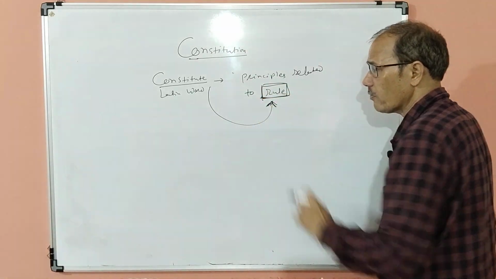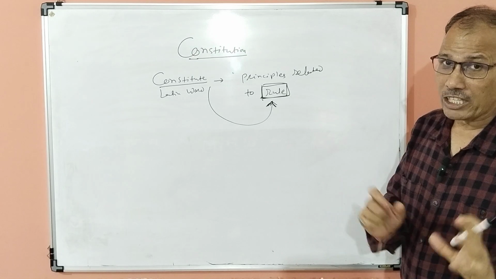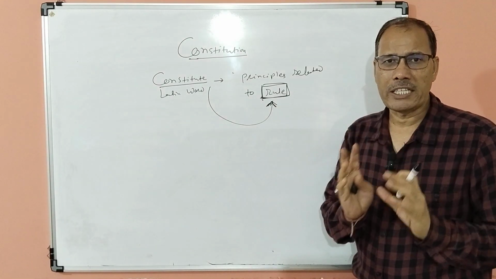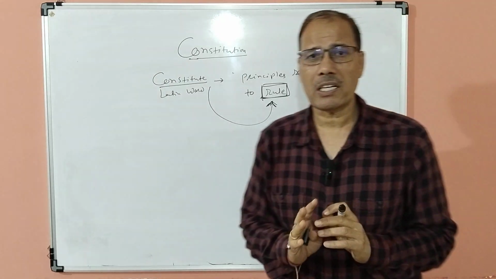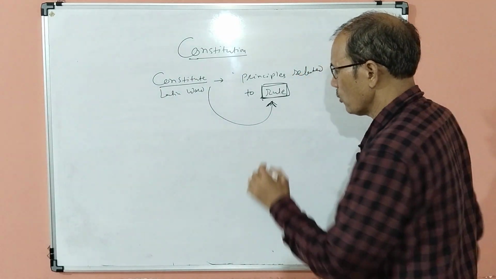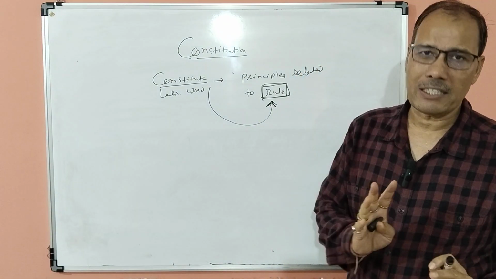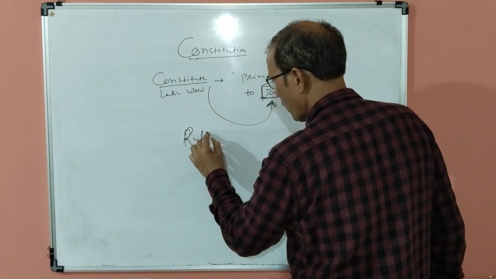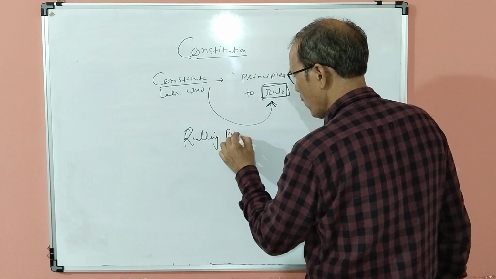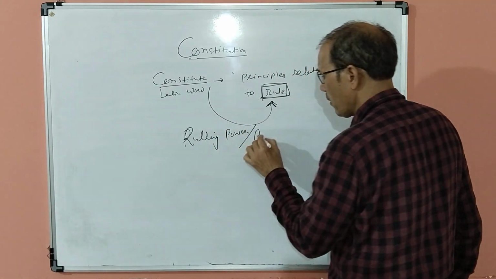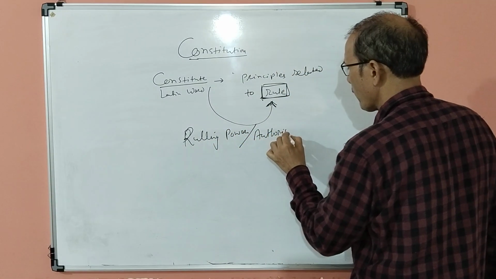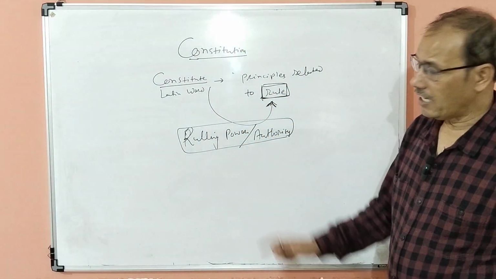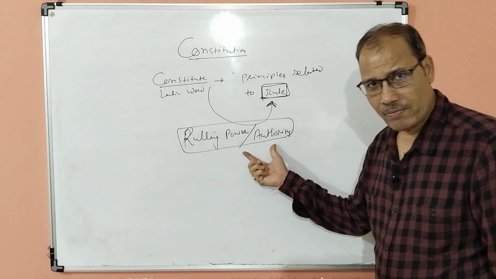Why do I emphasize that one? रूल को मैंने क्यों इतना emphasize किया? Altogether it provides a framework of ruling power. तो रूल से एक रूलिंग पावर सामने आ जाता है. ये रूलिंग पावर जो है, ये कोई अथॉरिटीज हैं, लेकिन आप देखिए ये अथॉरिटीज कौन सी हैं.